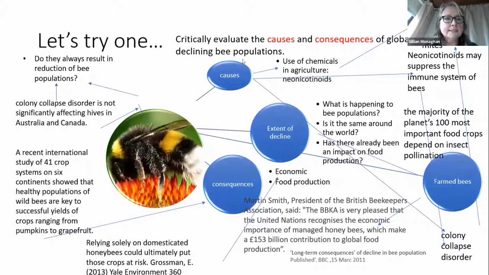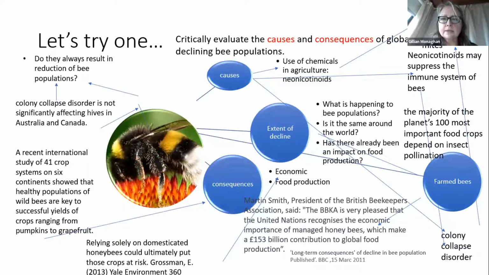So I've got some ideas about what might be causing the problem, and I need to do some more reading there, so that's going on my reading list. But let's have a look at the issue of consequences then. The majority of the planet's 100 most important food crops depend on insect pollination. So if we lose our bees, we lose our food. Pretty big consequence.